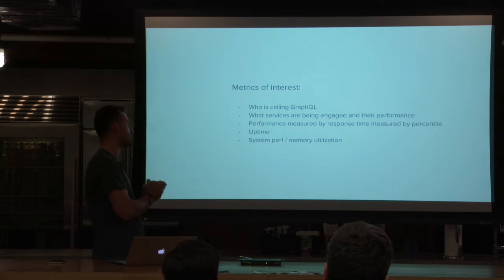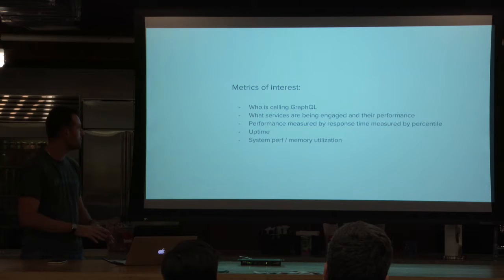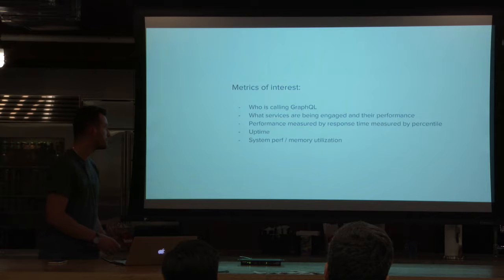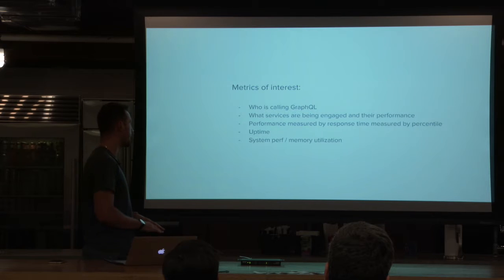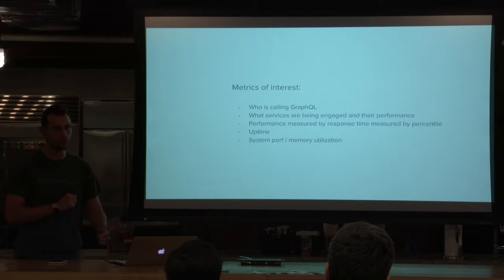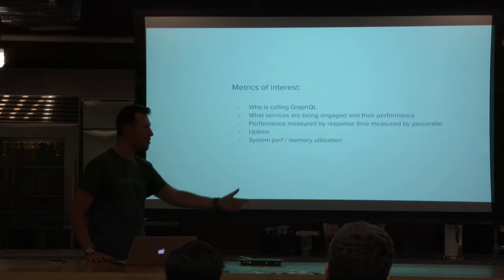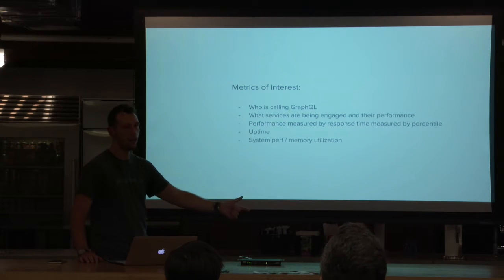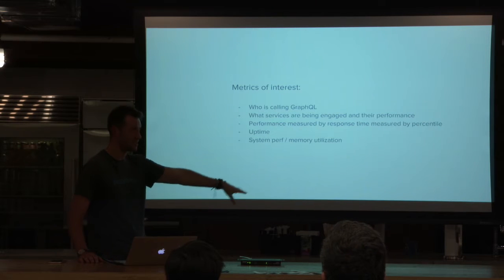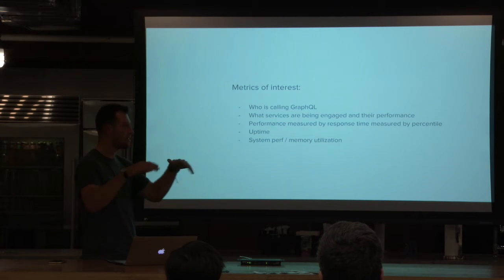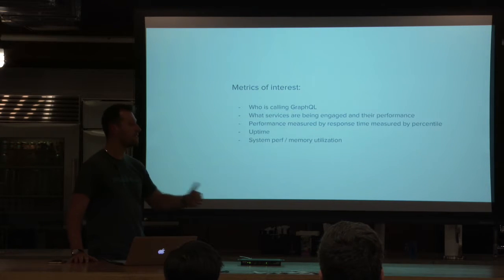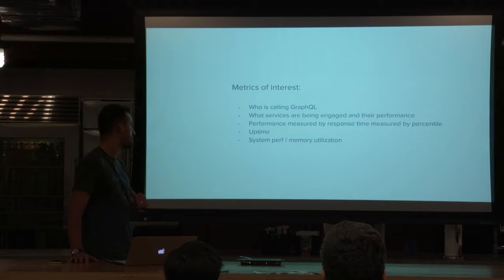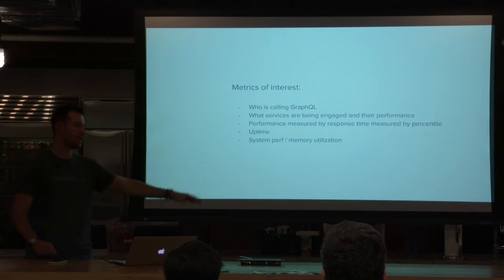So the metrics of interest, things that we're interested in right now. Who's calling GraphQL? I'll show you a diagram of our chosen architecture, at least for now, and why. What services are being engaged by the platform? We want to know what is calling it, because we don't know who could be calling it. Anyone could be writing a query anywhere. We have teams of engineers that have complete access to all of this. They could be changing things. We have PRs all day. I mean, we're inner open source, I guess is the term. We want to know the performance of everything that's being orchestrated. We want to understand the uptime and system performance, memory utilization of every instance that we have.